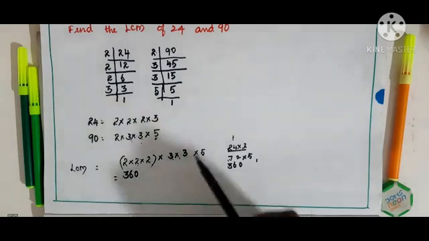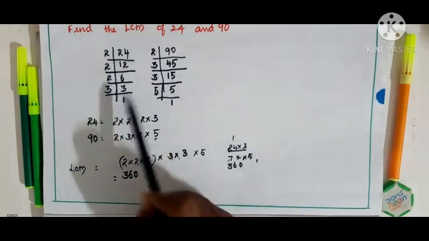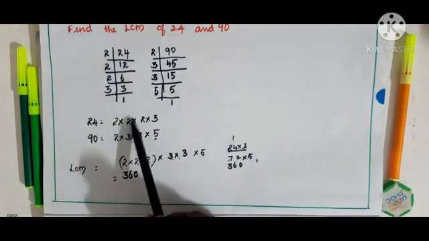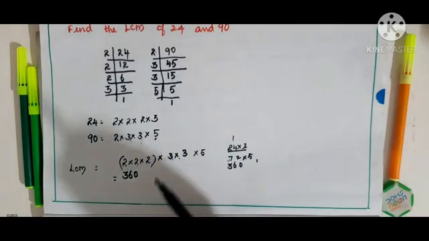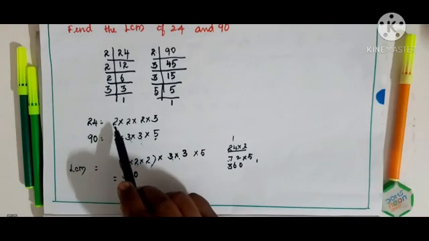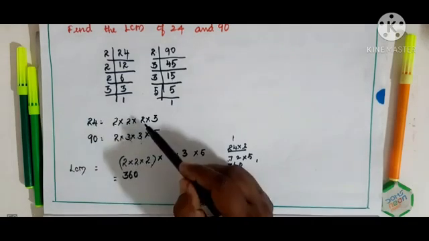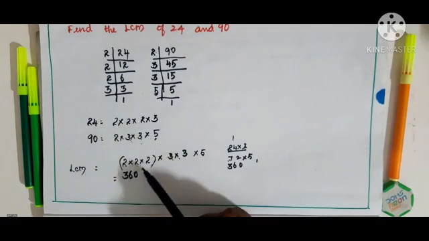So once again I repeat, the LCM with prime factorization. First you have to do prime factorization. After that you take and write it. Then you first consider the prime factor 2. How many maximum number of times it occurs in any place, you have to take and write. Here it occurs 3 times, so you write 2 into 2 into 2.